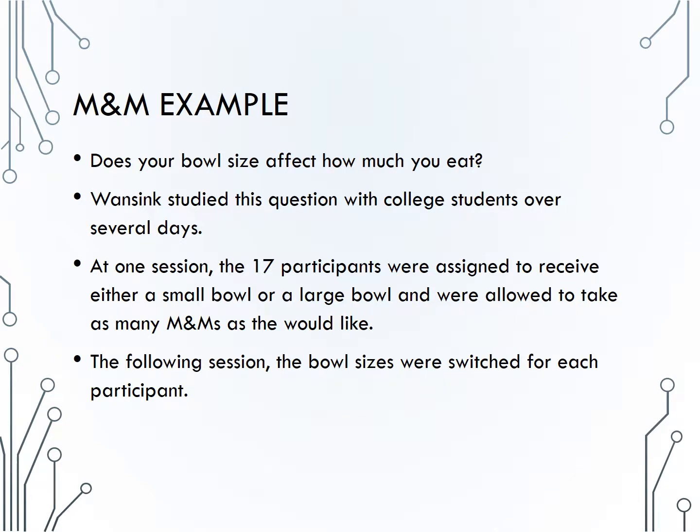Let's use the M&M example from Section 7.3 to assess these learning outcomes. In this M&M example, an investigator studied whether bowl size would affect how much people eat, and answered this question by having college students participate in the study over several days. At one session, the 17 participants were assigned to receive either a small or large bowl at random, and were allowed to take as many M&Ms as possible. The following session, the bowl sizes were switched for each participant.